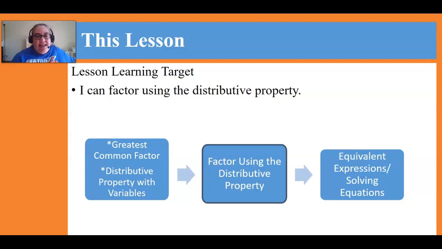Prior to having success with this lesson, you should understand what the greatest common factor is, and you should also be comfortable with distributing with variables. The reason that we need this lesson is to be able to identify equivalent expressions. We'll also use this when it comes time to solving equations.